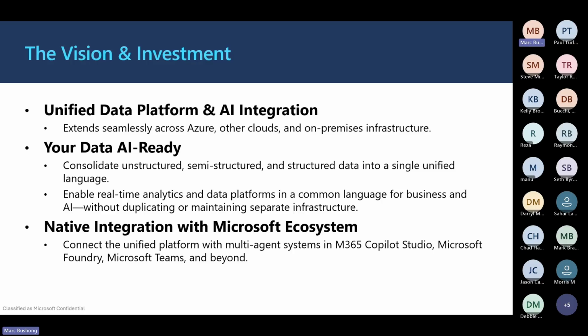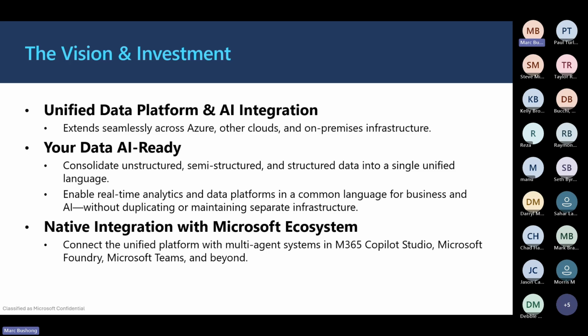And mostly for free of cost, right? Mirroring is potentially free up to your SKU. Shortcuts, you obviously will pay for bandwidth pricing wherever your data is stored. Microsoft does not charge you for bringing that into Azure, but of course, your provider would charge you for leaving it. So that's the vision, and you can see the investment of all these different pieces, Fabric IQ and all this stuff.